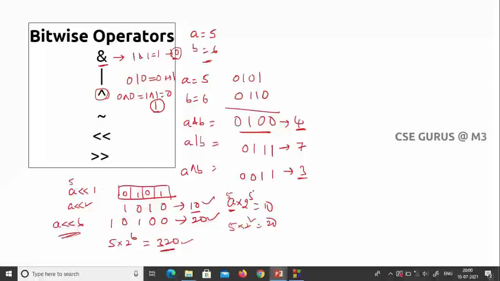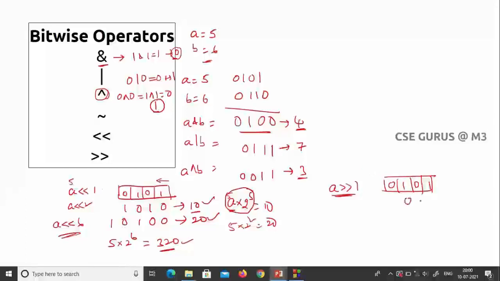Directly you can get the answer by taking this formula, A into 2 power S, where S is the number of shifts and A is a number. Now similarly, if I consider right shift, A right shift by 1, let us suppose. That means by taking the number 0 1 0, you have to shift each bit to the right side. Left shift you started from right, right? So for right shift you have to start from left.